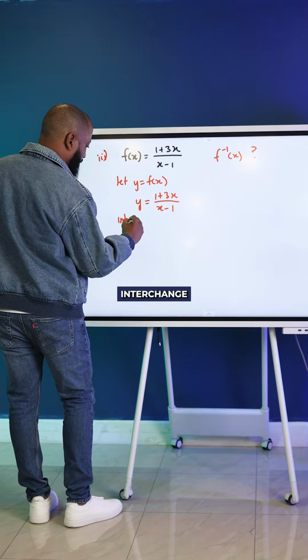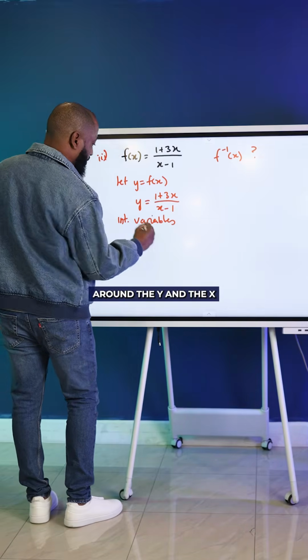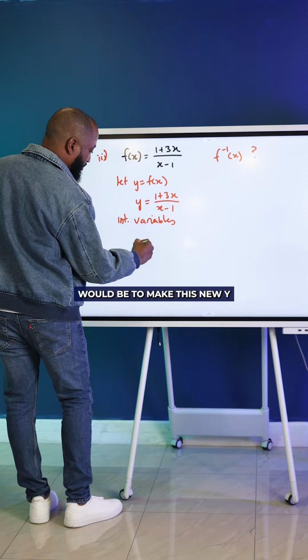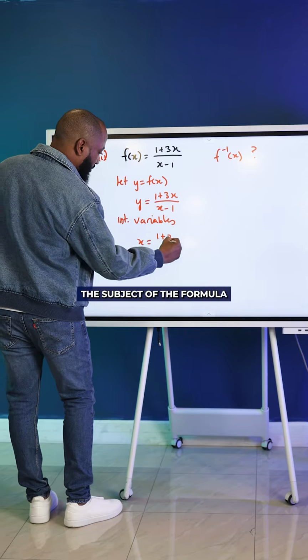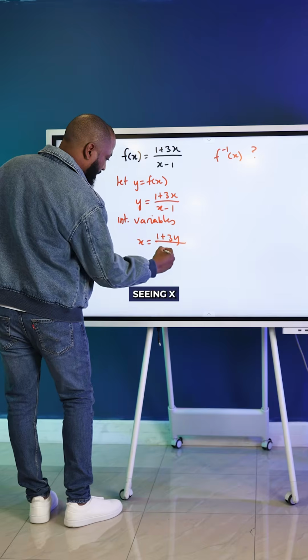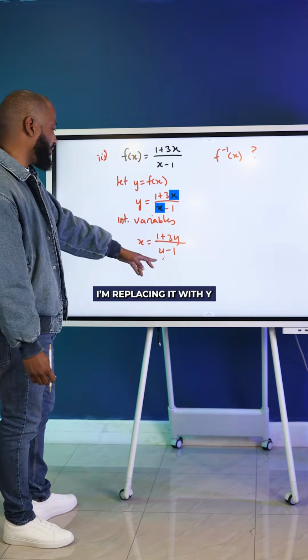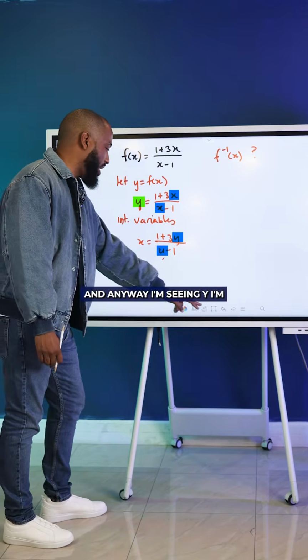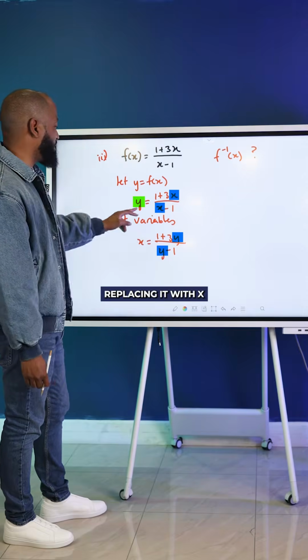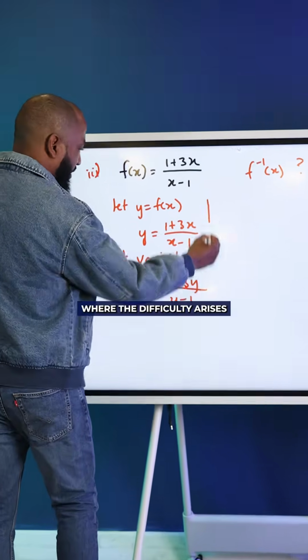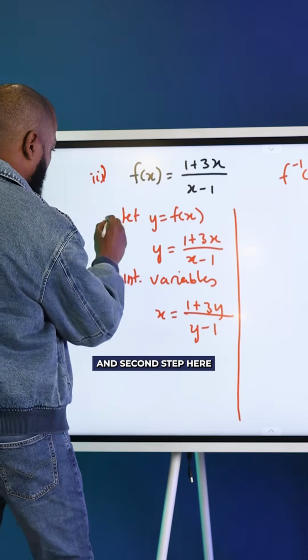Next step, interchange variables. We want to switch around the y and the x, and then our next step would be to make this new y the subject of the formula. So anywhere I'm seeing x, I'm replacing it with y, and anywhere I'm seeing y, I'm replacing it with x. The next step is where the difficulty arises. This was the first and second step here.